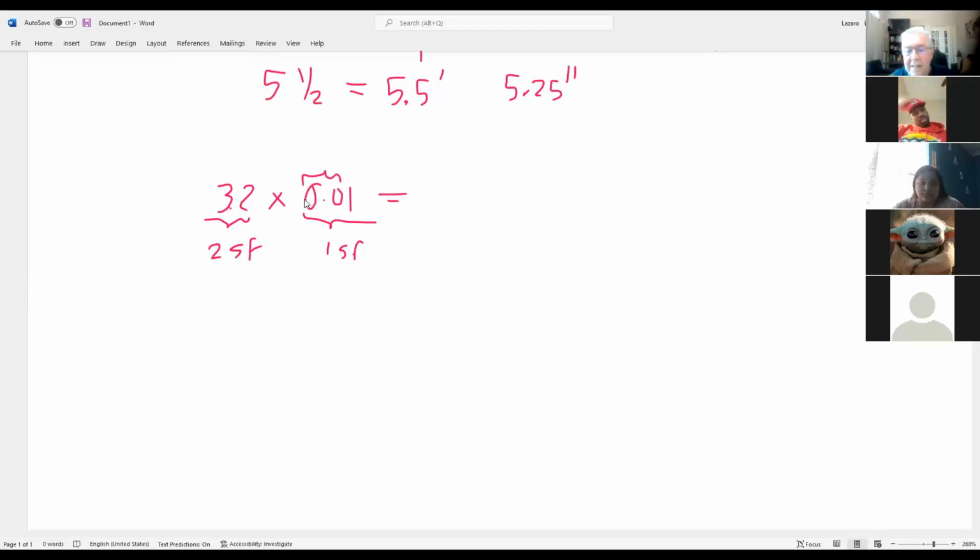Got it? Then if you multiply these numbers, it will give you 32 and 1, 2, 3 decimals, then it will be 0.0032. But is this your answer? Is this your answer? Who can tell me?